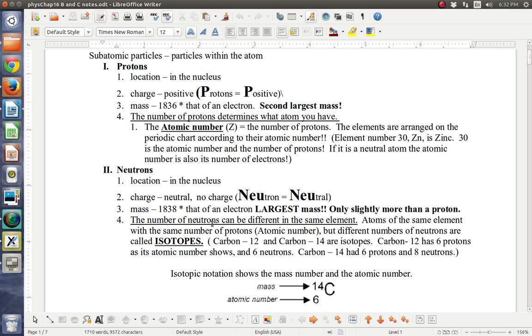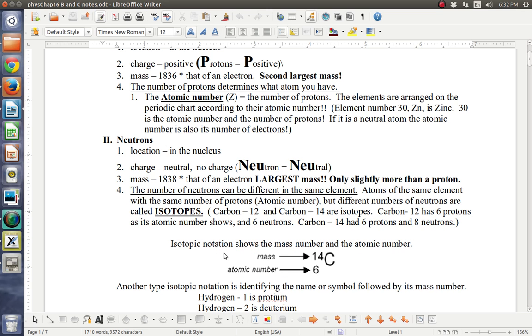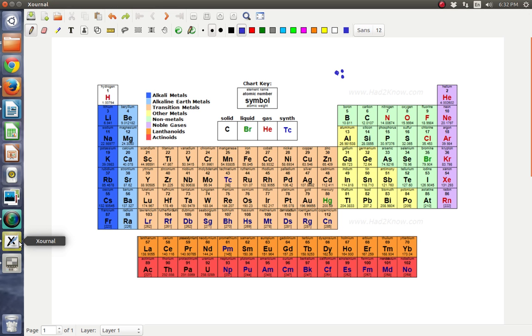And the number of neutrons can be different in the same element, and if they have different numbers of neutrons, they're going to have isotopes. We're going to talk about mass number and atomic number and isotopic notation. So let's write on the periodic table for a moment. Here I started kind of a picture of an atom with 3 protons. So the protons are the blue dots, and we're going to put some neutrons in the middle, and the number of neutrons can vary, but I'll put 4 neutrons in the middle of the nucleus.